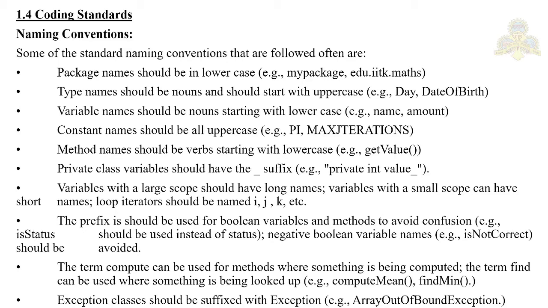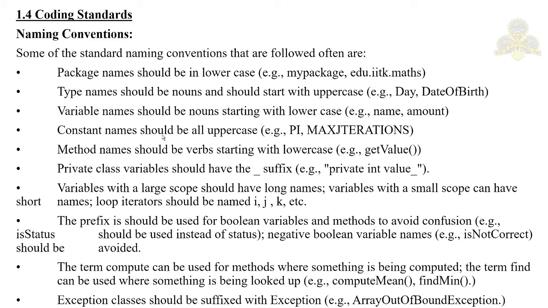Your package name should be in lowercase, like mypackage or edu dot this one. It should always start with a lowercase letter. Then the type names should be nouns and should start with an uppercase letter. For example: Day, DateOfBirth, EventHandler. The first letter of each word should be capital. Variable names should be nouns starting with lowercase, something like name, amount.